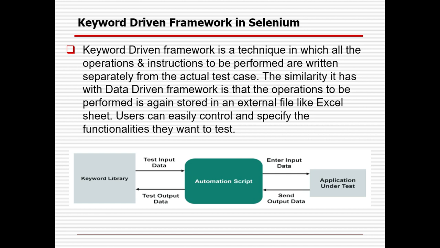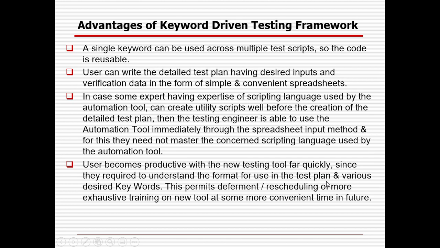A keyword driven framework is a technique in which all the operations and instructions to be performed are written separately from the actual test case. The similarity it has with the data driven framework is that the operation to be performed is again stored in an external file called an Excel sheet. The user can easily control and specify the functionality they want to test. There is a keyword library, an automation script, and it works with the application under test, or the AUT. A single keyword can be used across multiple test scripts. That is the beauty, so the code is reusable.